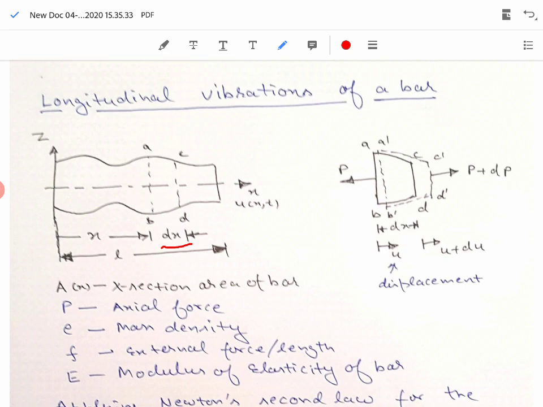We can see there is a force of magnitude P acting on the left hand side, while the force of magnitude P plus dP is acting on the right hand side. Because of this, the bar is having a displacement u at the left hand, while on the right hand the displacement is given by u plus du. So the net deformation in this bar is du and the original length of this element is dx.